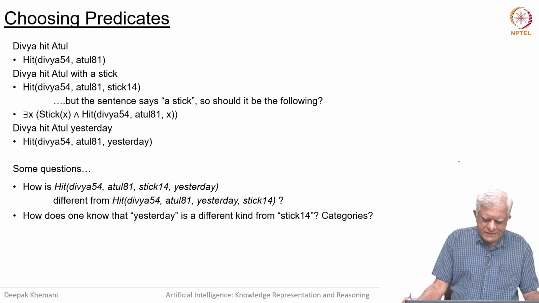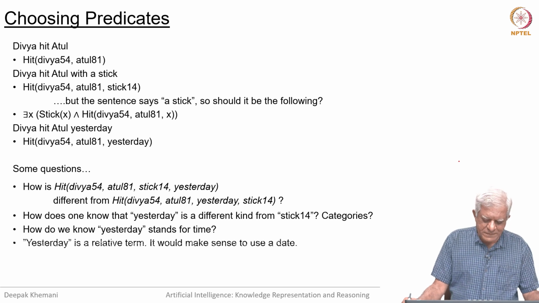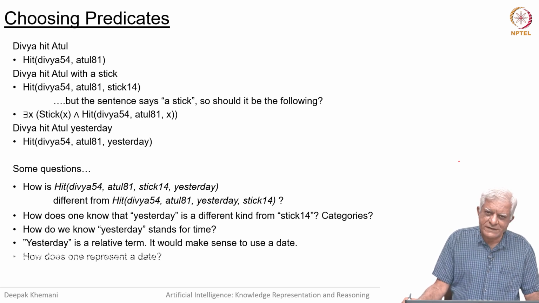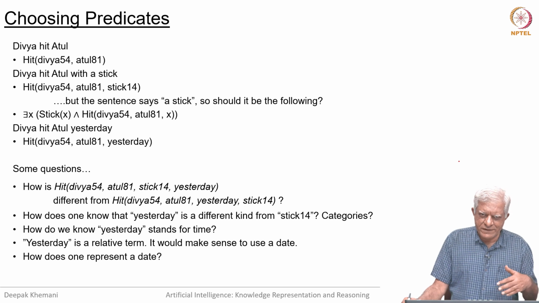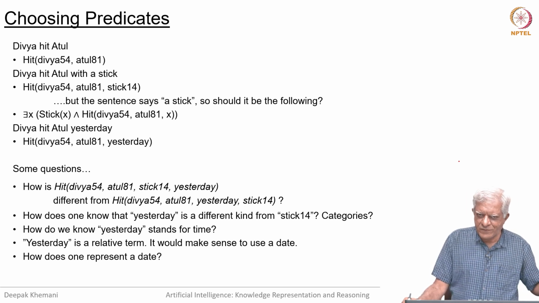How does one know that yesterday is a different kind of thing from stick 14? So, obviously, we should have some information about categories somewhere. How do we know that yesterday stands for time in the first place? And moreover, yesterday is a relative term. When I say yesterday at this point of time, it means the day just before today.